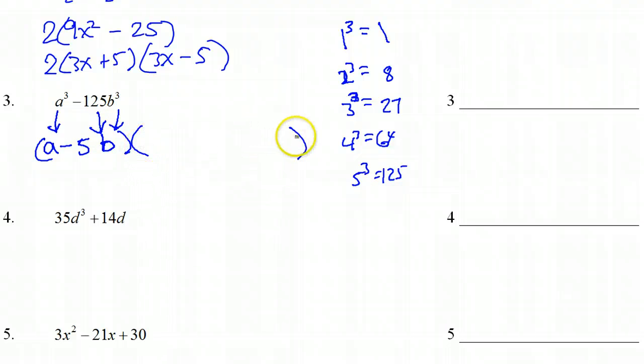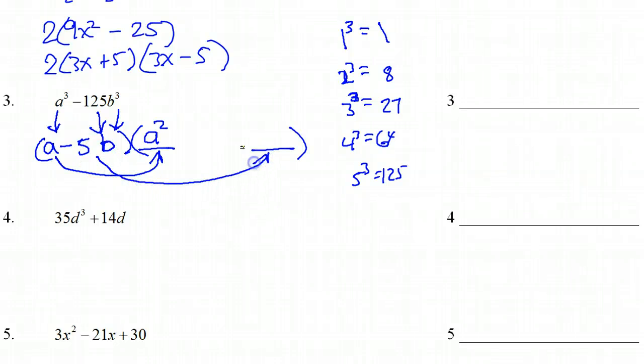Now, when you look at the trinomial, the beginning and end of it will come from the terms of the binomial. If I take the first term and square it, that gives me a squared. So this will be a squared. If I take the second term, 5b, if I square that, I'm going to get 25b squared. So I'll put plus 25b squared.